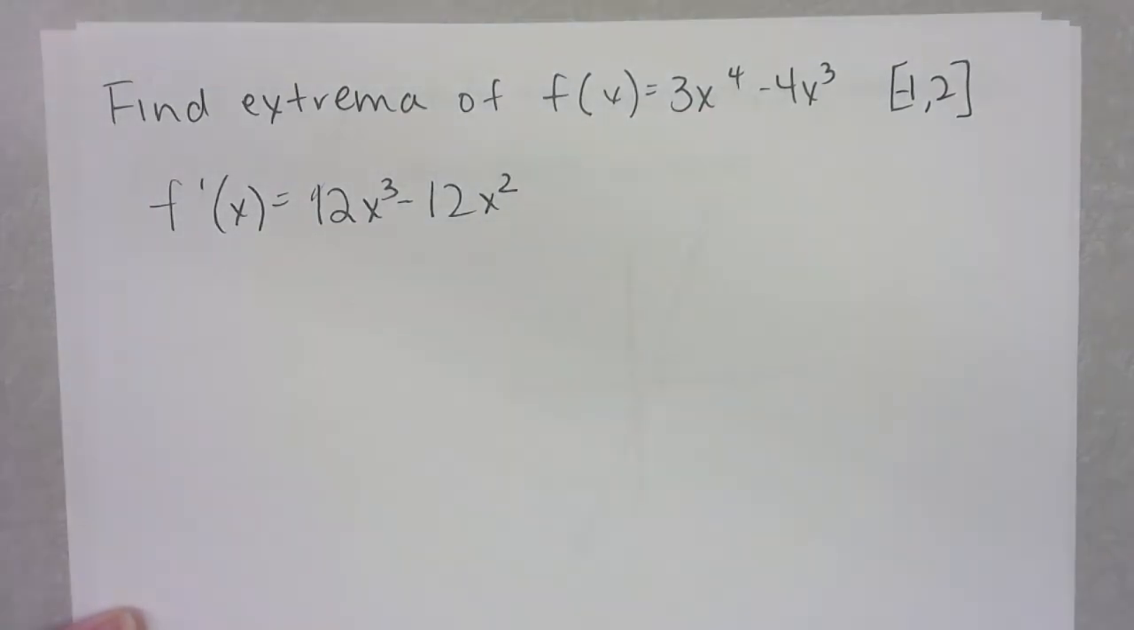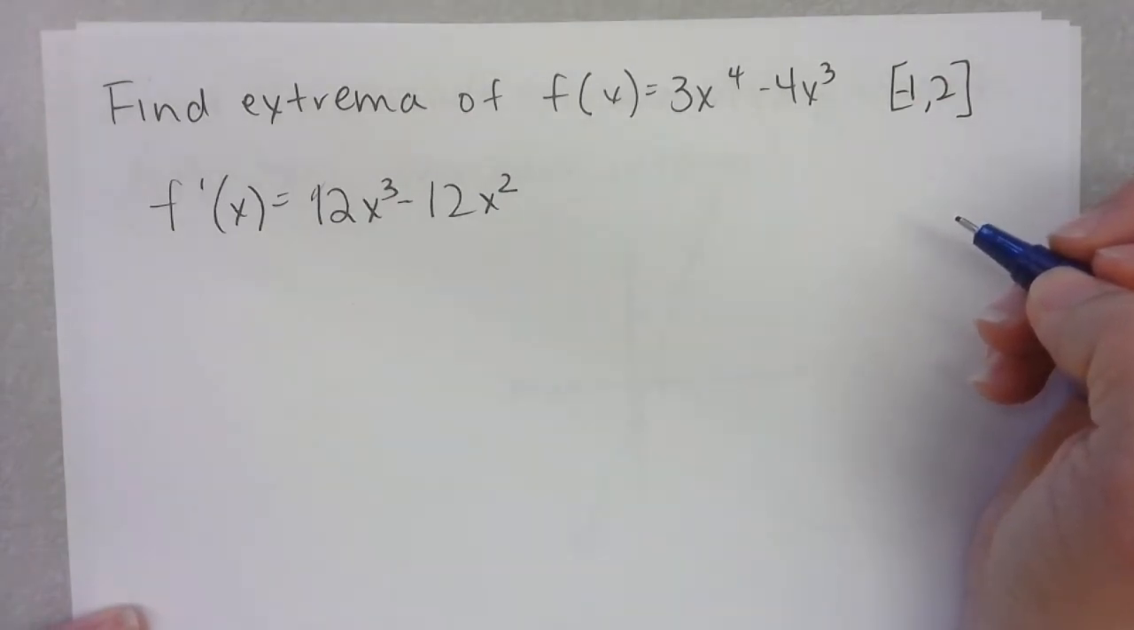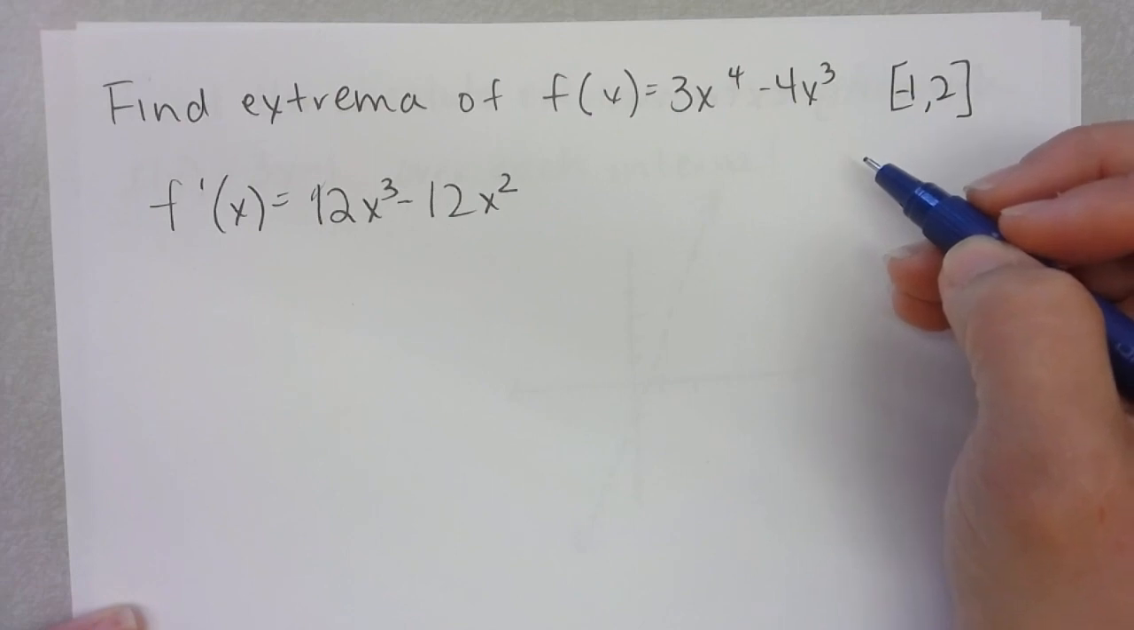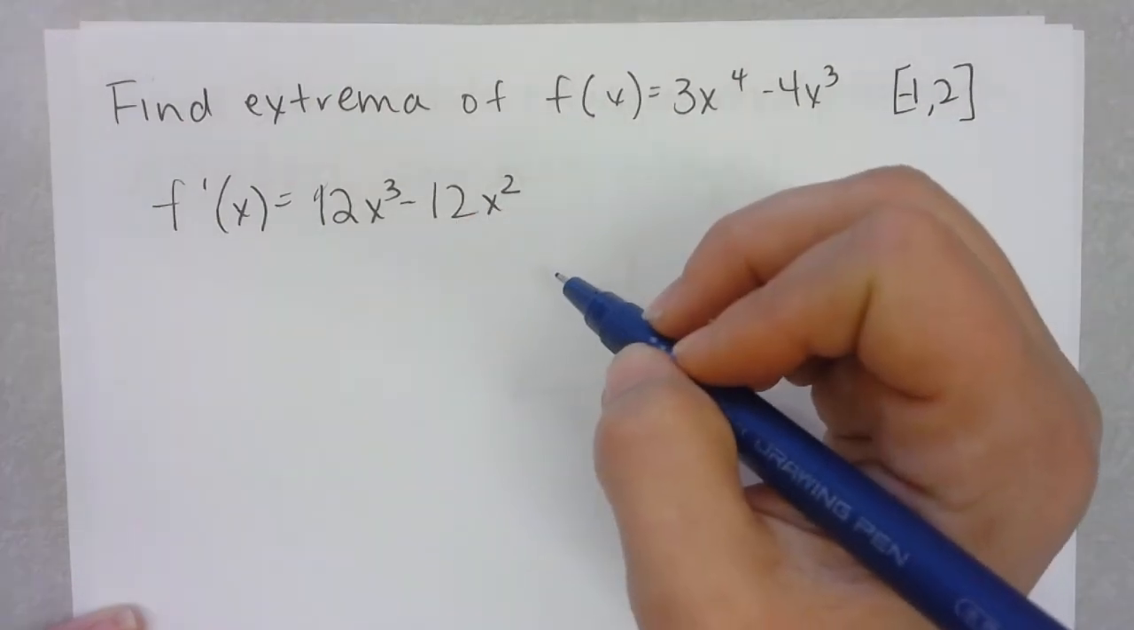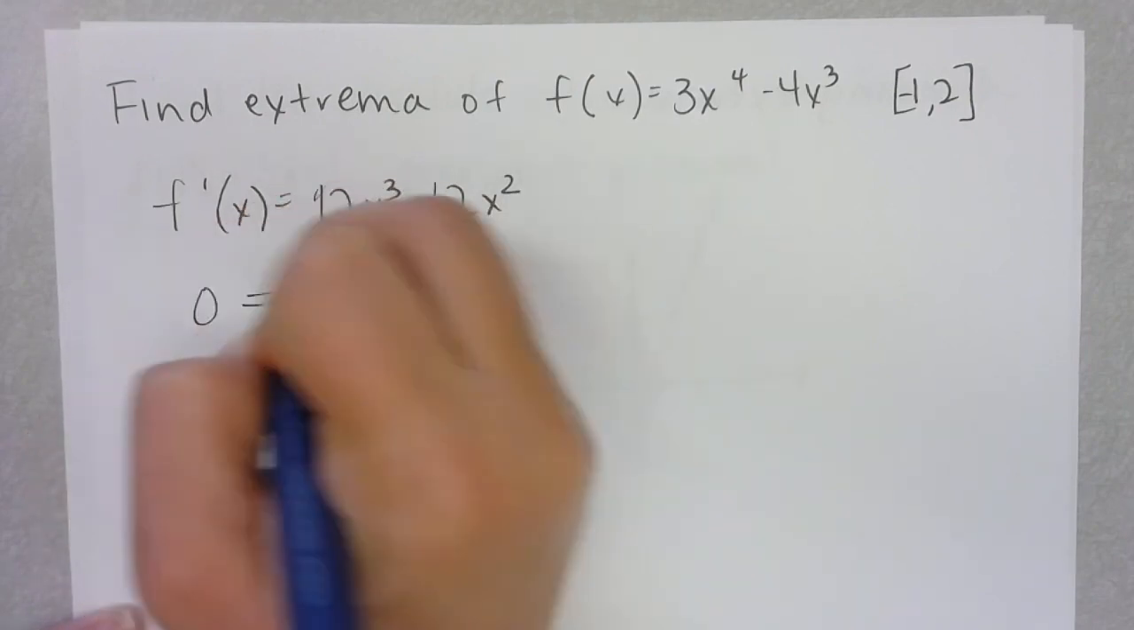So I'm going to find places where f prime is equal to 0. Now, I can also find critical numbers where f prime fails to exist, but with a polynomial function, I'm not going to have a place where f prime fails to exist. F prime will fail to exist if I have a rational function or if I have a piece in my denominator. Okay, so I'm going to set this equal to 0.